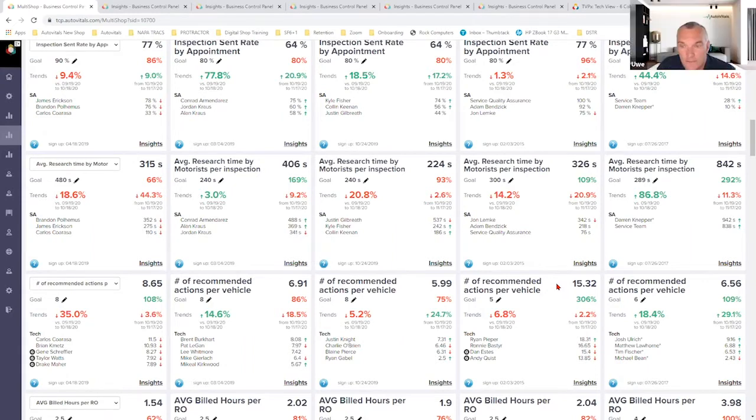Folks that haven't done an inspection audit or want to do one, what should they do first? Where can they get that resource? Should they just reach out to their Auto Vitals advisor and have them walk them through it?